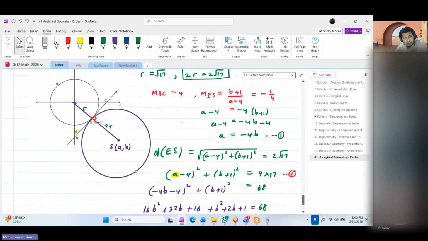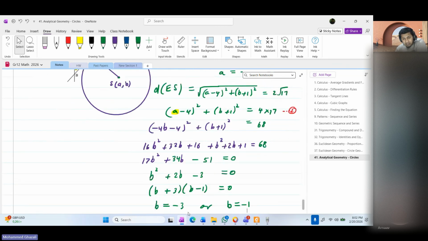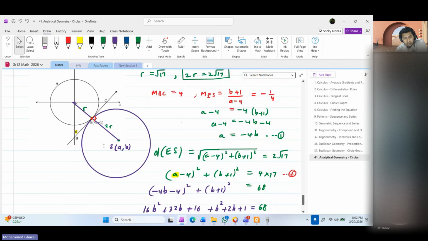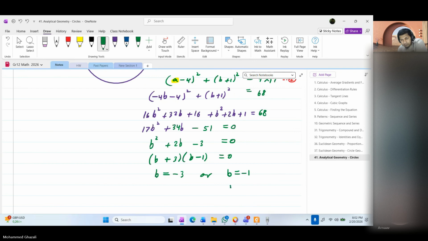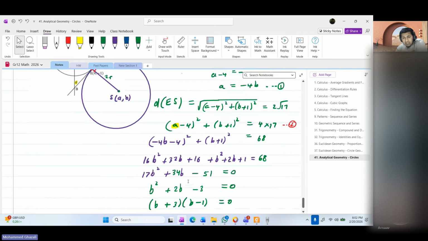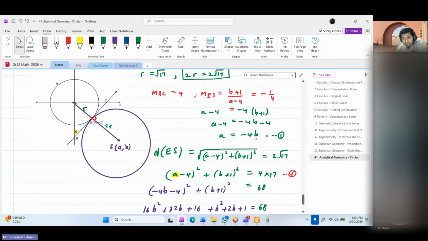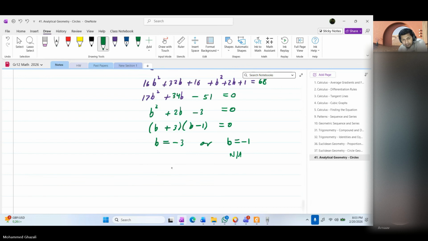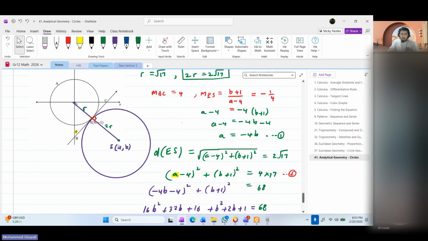So which one should it be? B is this value. It can't be 1 because it's in this line, so not applicable. And if b is negative 3, what's the value of a? A is equal to minus 4 times negative 3. A is equal to 12. So the coordinates of S is therefore 12 and negative 3. That's the thing about 7 marks questions, guys. You have to create 2 equations and 2 unknowns and try to solve that.